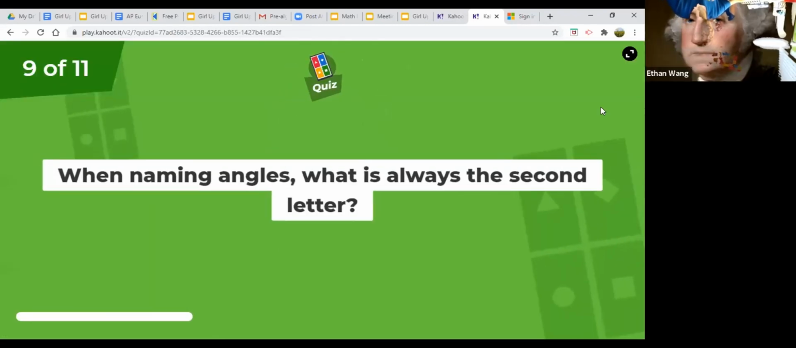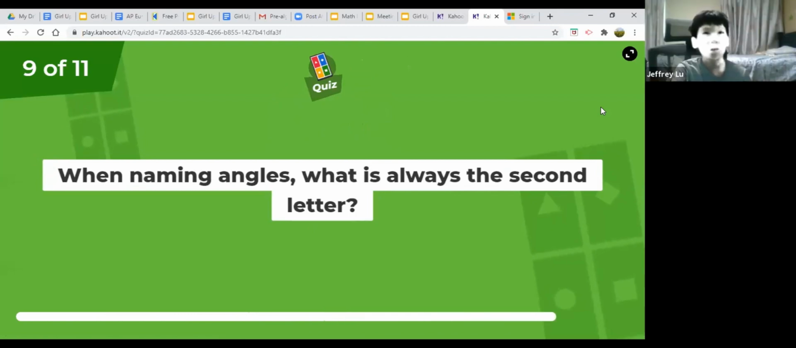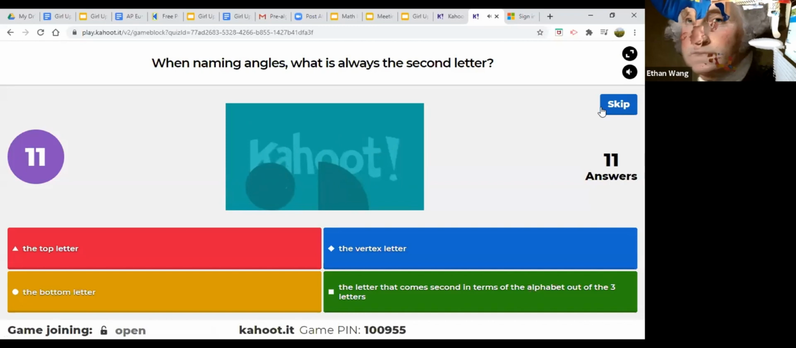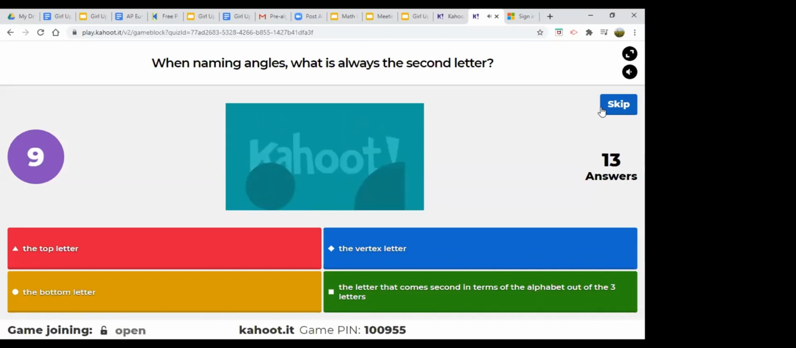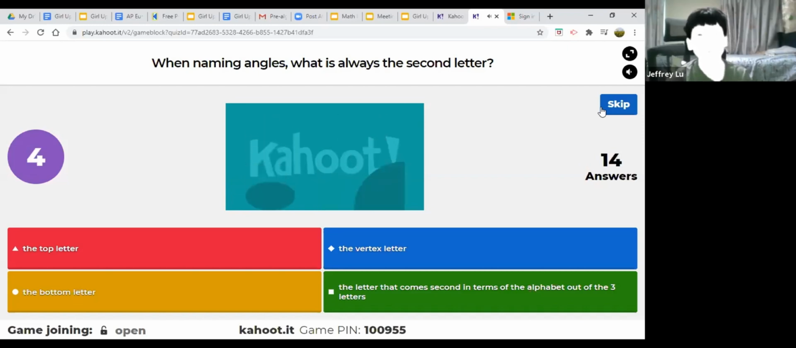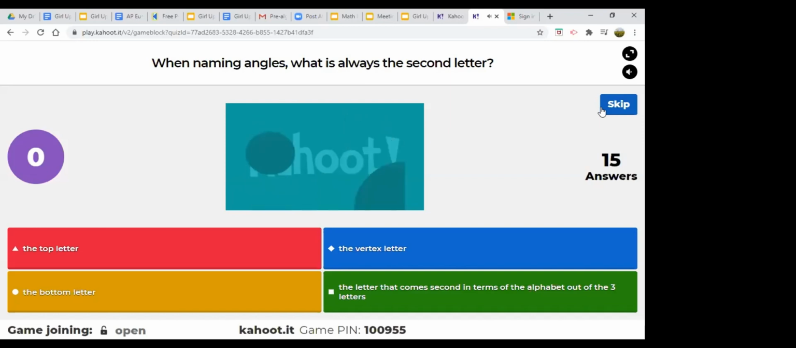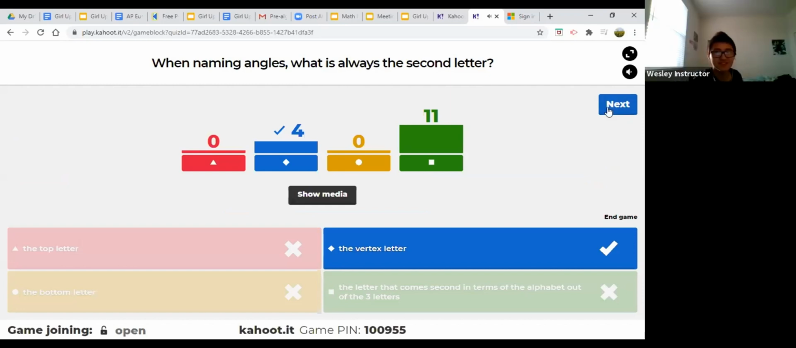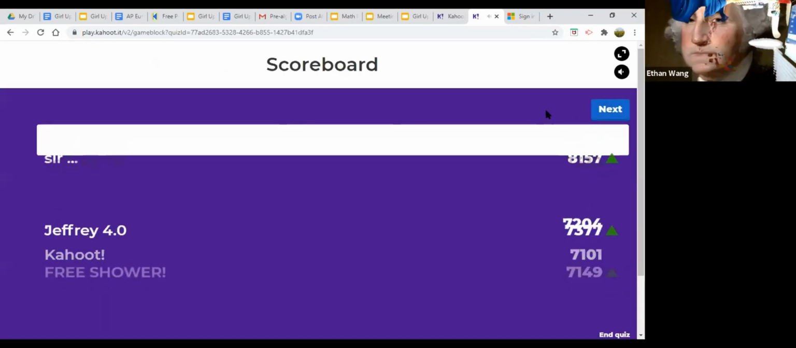Question 9 out of 11. We're naming animals, always the second letter. I always just see which is the answer. I always click the letter that comes second in terms of the alphabet out of the 3 letters. Sometimes I answer too quickly and I choose the wrong thing. What does math have to do with the alphabet? It has everything to do with the alphabet. Like you have to read all the books. Wow.